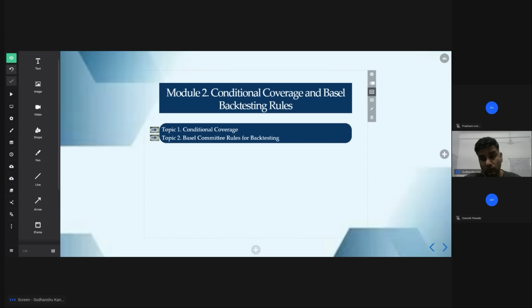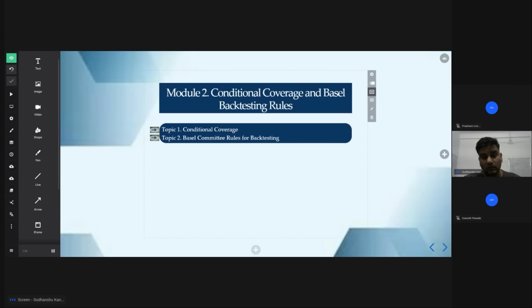Now we go to conditional coverage. In conditional coverage, we go one step ahead. What we say here is: are these exceptions occurring randomly over time, or are they clustered together, right? Time is a factor which was not considered in unconditional coverage. Time as a factor is being considered in conditional coverage. So conditional coverage doesn't just count how many exceptions occurred, it also checks when they occurred, their timing and their independence. So it's very different from unconditional coverage.